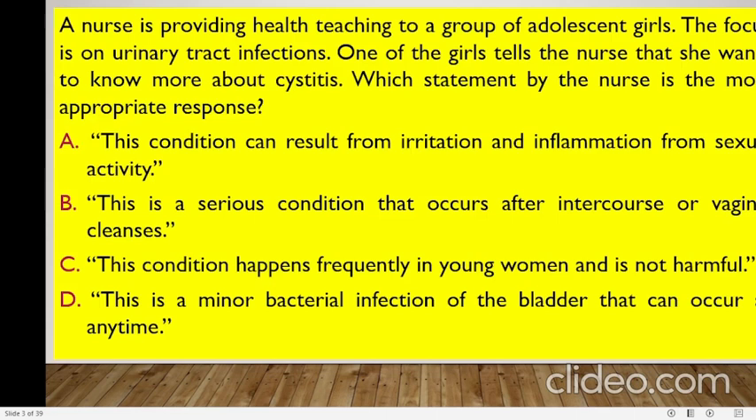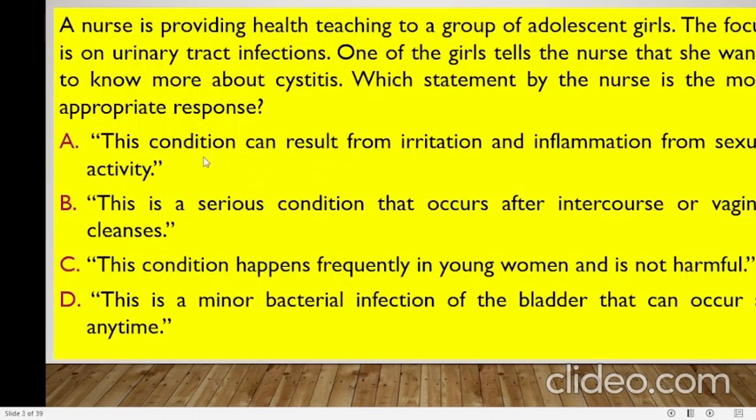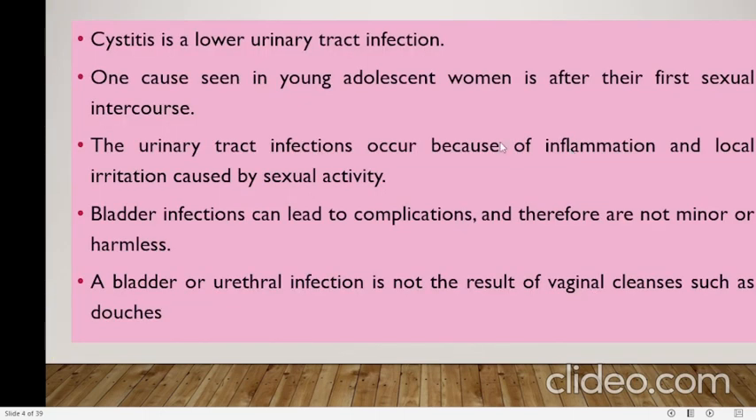Great, guys. We say from Unit 1 that cystitis is the infection of the bladder. This condition can result from irritation and inflammation from sexual intercourse. Cystitis is a lower urinary tract infection. One cause in young adolescent women is after their first sexual intercourse. The urinary tract infections occur because of inflammation and local irritation caused by sexual activity. Bladder infections can lead to complications and therefore are not minor or harmless.